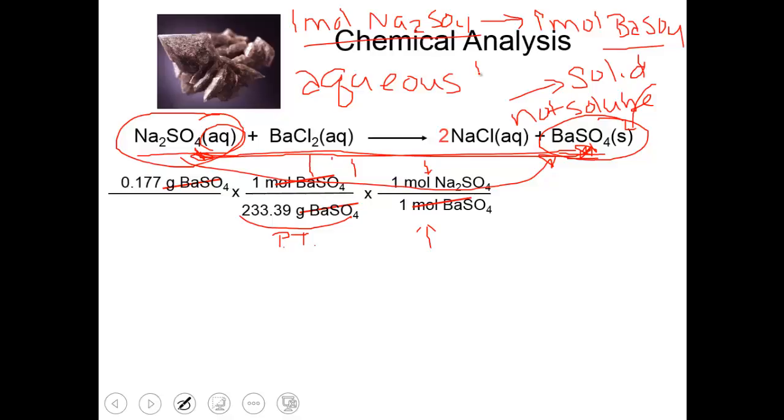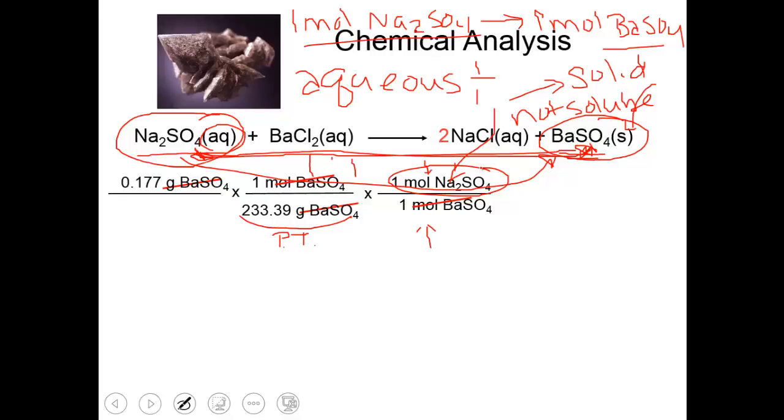Now, do not write this as 1/1, because 1/1 is not the same thing as 1 mole of sodium sulfate over 1 mole of barium sulfate. So this is where writing down the chemical formulas of all of your conversion factors is going to help keep you straight to see what will cancel out. So please be aware that you must write down moles of sodium sulfate, moles of barium sulfate, the formulas. Now you have moles of sodium sulfate. We want to know how many moles were in the original sample.